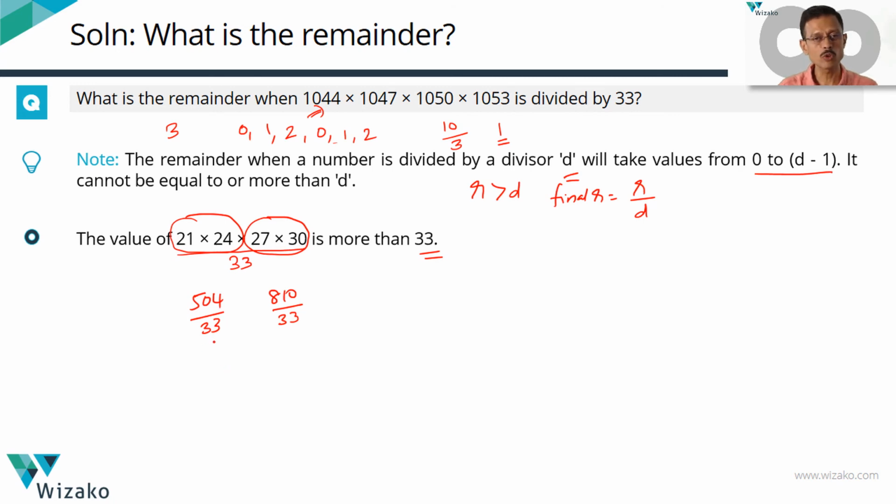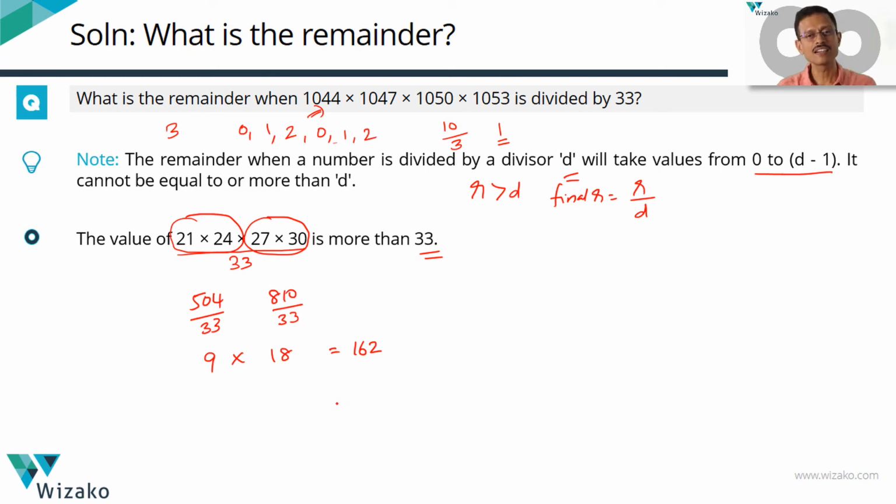So 504 by 33, 33 into 15 is 495. The remainder in this case is 9. 810 by 33, 33 into 24 is 792. So the remainder in this case is equal to 18. So R1, which is the remainder when 33 divides 21 into 24, is 9. R2 is 18. So R1 into R2 is equal to 162. But this is still greater than 33.